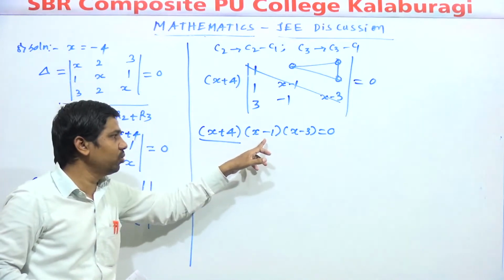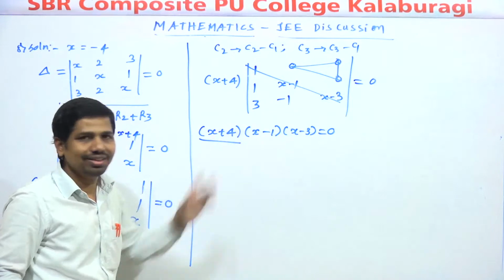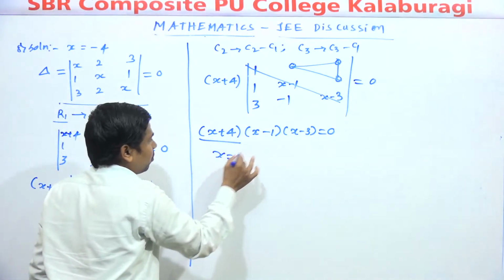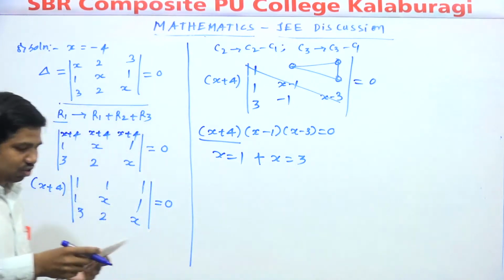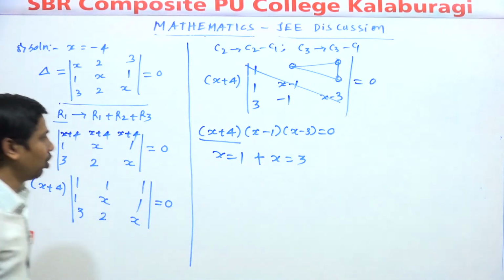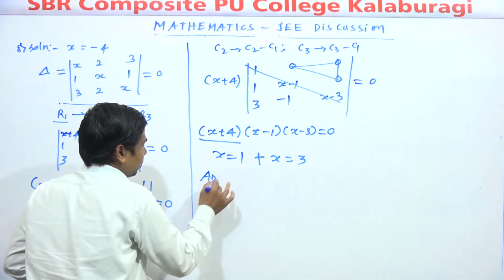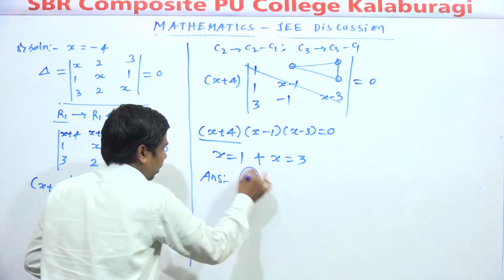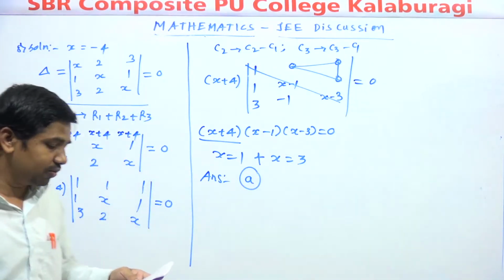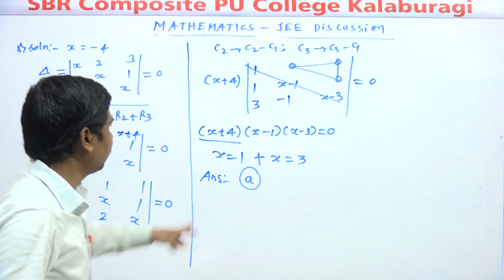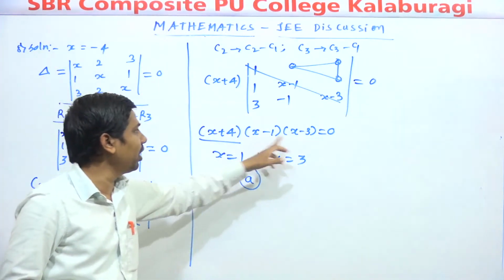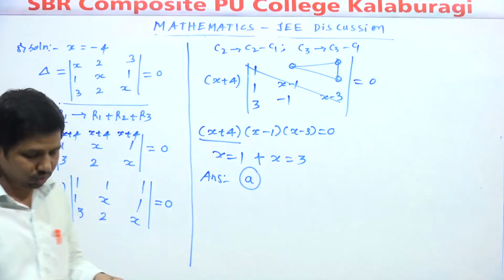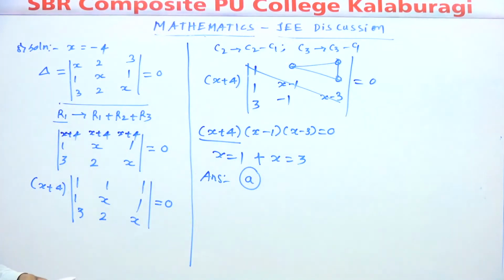Then what are the other roots? The other two roots, 1 and 3. So x equals 1, and one more is x equals 3. So which option is it? It is the first option, right? The answer is A, x equals minus 4, 1 and 3. Already we know x equals minus 4 is one root as given here, right? So x equals 1 and x equals 3 are the other two roots. So this was about the 8th question.